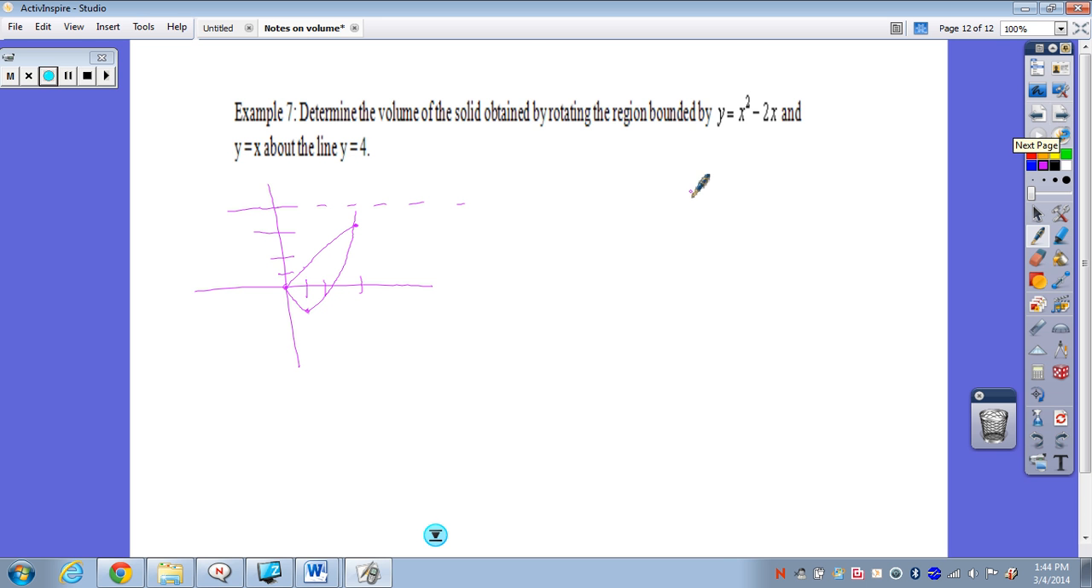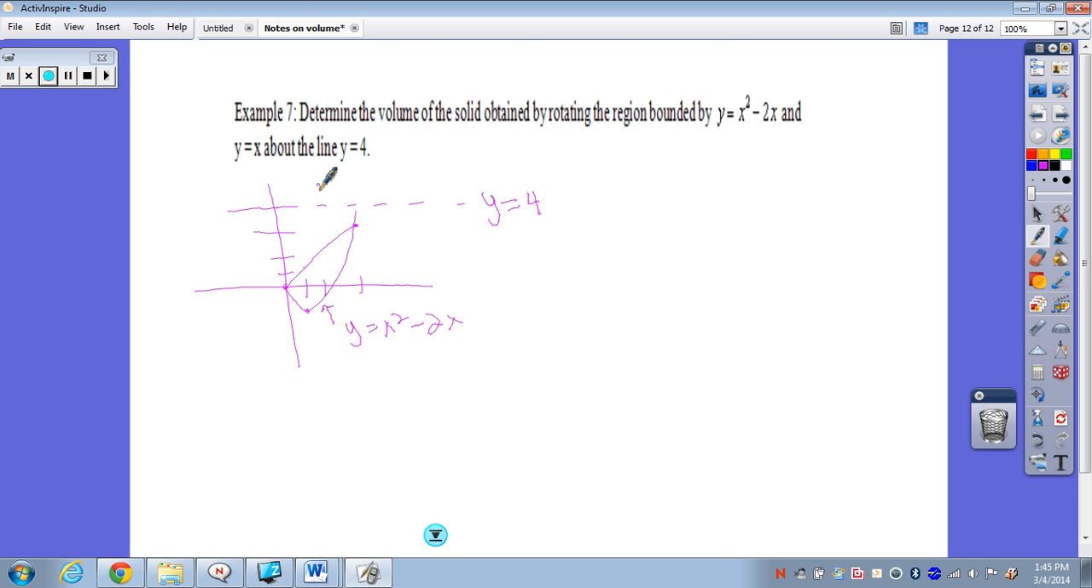We're going to do example 7 together, and then I'll give you the answer to example 6 for you to check it. So example 7 says determine the volume of the solid obtained by rotating the region y equals x squared minus 2x, so that's this, and y equals x. So you will probably want to pause the video, graph them on your calculator, and sketch them. And we're going to rotate it around y equals 4.